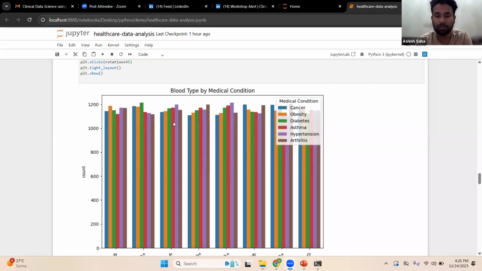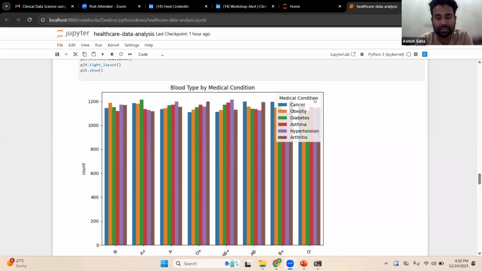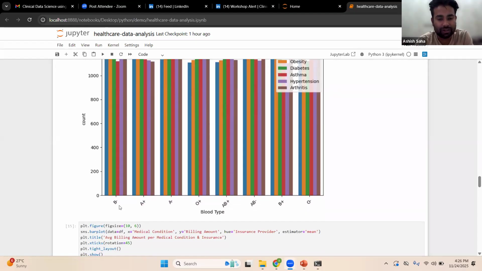Blood type and medical condition. Here we have different medical condition people. If I compare the medical condition with their blood, I can see different blood type groups showing in my data.